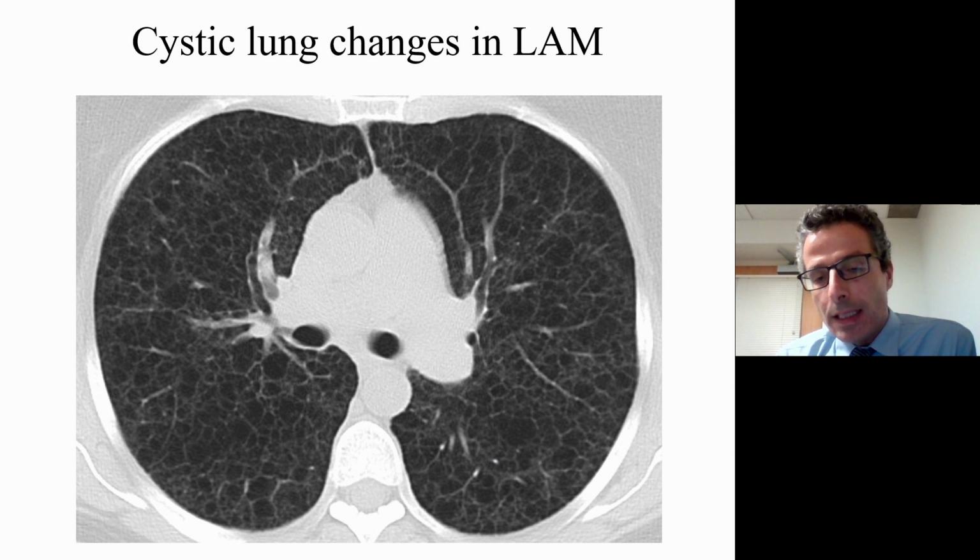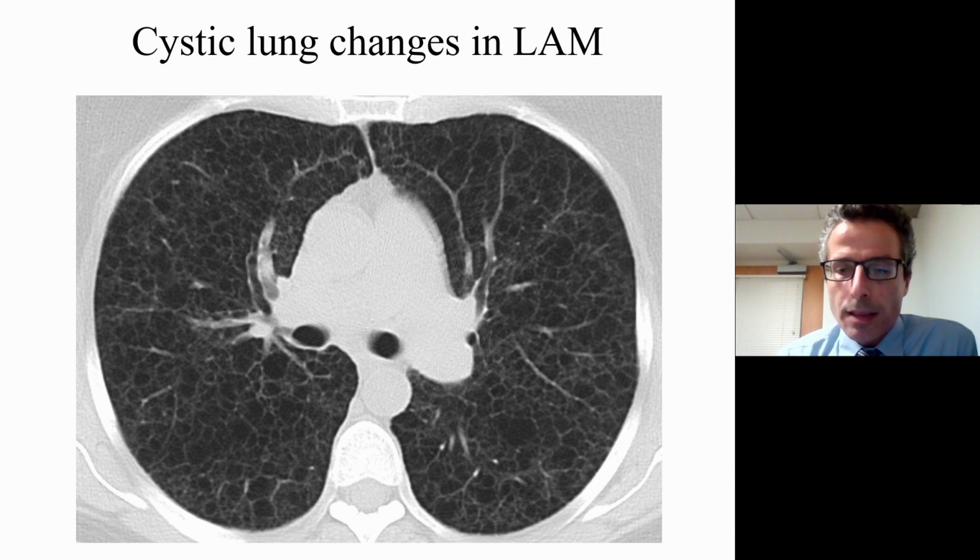As you can see from this CT scan cut, LAM is a cystic lung disease, and the cysts are round, surrounded by a thin wall, and they don't have any specific geographic distribution. They could be anywhere in the lung from top to bottom, with no predilection for the outside or the inside of the lung. And it's a disease that affects almost exclusively women. So if you have a woman with cystic lung disease, LAM has to be in the differential diagnosis.